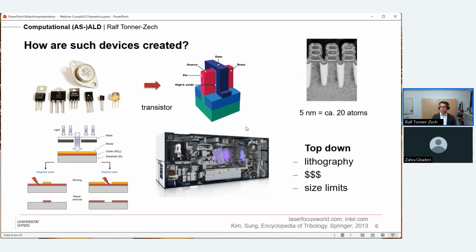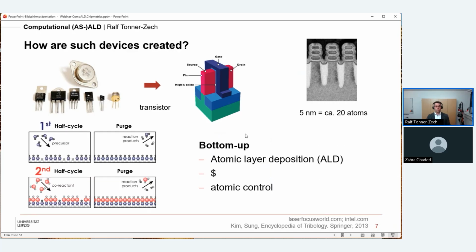It's still the major approach because it's a very established industry, but of course, this industry also always thinks ahead, maybe 10, 20 years in their roadmaps, and it's clear that this will not be able to be continued forever. So alternative approaches are sought for. And of course, if you do something top down, you can think about doing it bottom up.